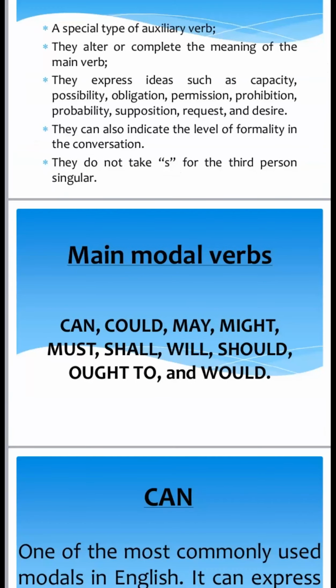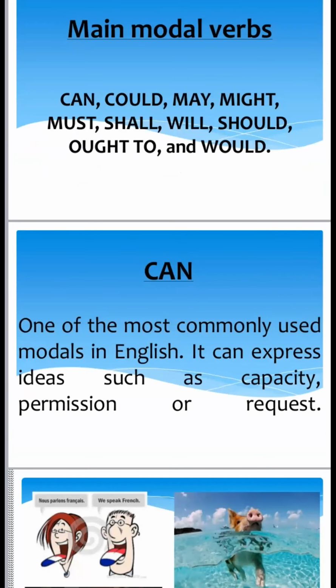Then the main modal verbs that we are going to discuss today are can, could, may, might, must, shall, will, should, ought to, and would. So let's start with the very first one, that is can. Whenever you have to use can, keep in mind that can is always going to show some capacity, permission, or request for the present or for the future.